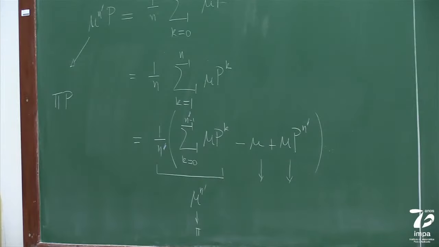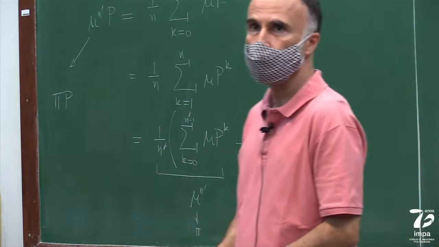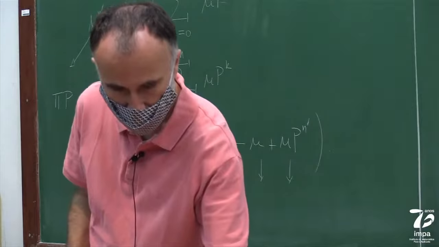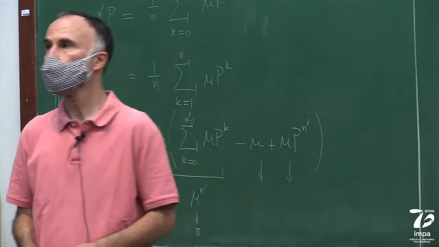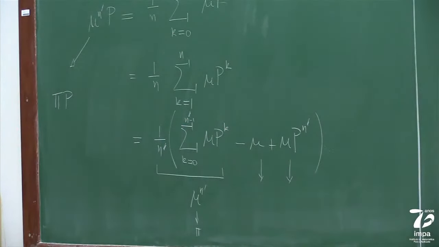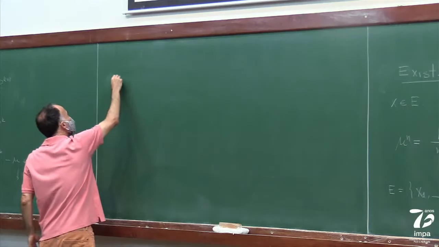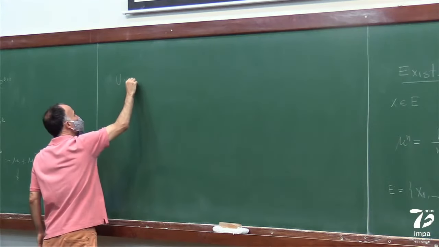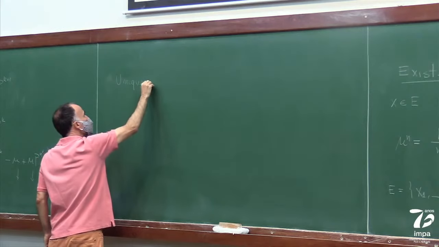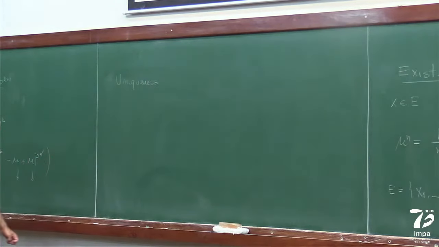So, questions? Okay, so existence is easy. Now let's look at uniqueness. So give me an example where you have more than one stationary measure.